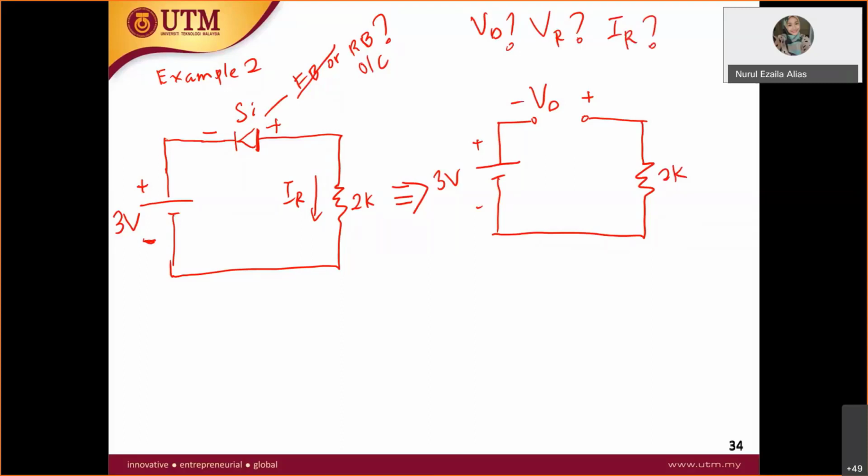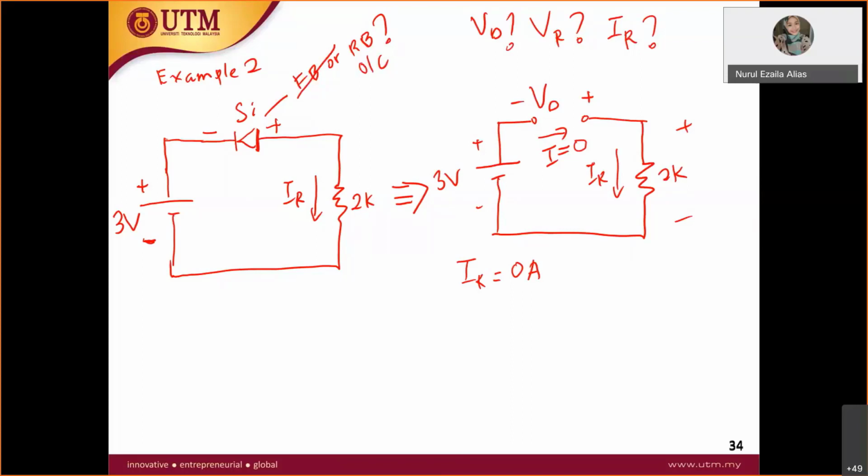Okay, IR. To calculate it, at first you know that the current here equals what? It's an open circuit, so the current equals 0. So automatically, you know that IR is equal to 0 ampere.